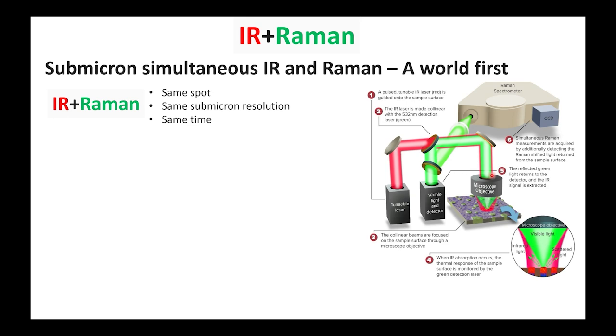Another key ability that's enabled through the O-PTIR framework is the ability to collect simultaneous IR and Raman. And I call this the holy grail of vibrational spectroscopy, because these have always been traditionally very different techniques on very different platforms, done sequentially if you had to measure it on the same sample. But now, really for the first time ever, we are doing infrared and Raman from the same spot at the same submicron resolution at the same time.